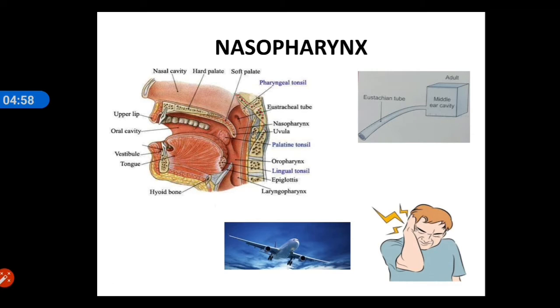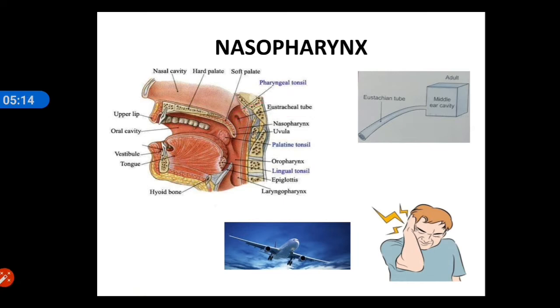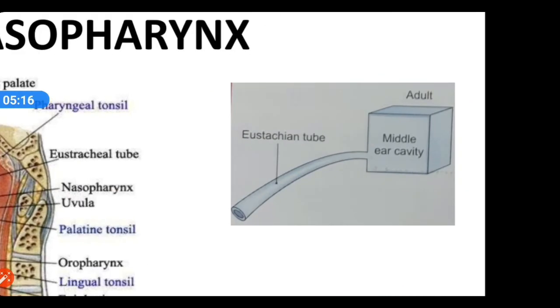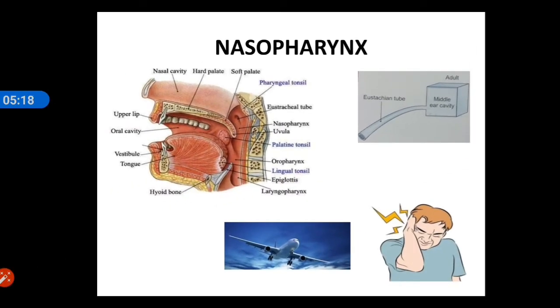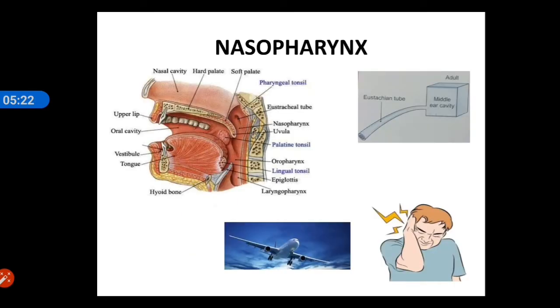Now, we will see the feature of the lateral wall of the pharynx. As you all can see, there is something opening here in the lateral wall of the pharynx. This is known as the pharyngeal opening of the eustachian tube. So you all can see here, this is the eustachian tube. So this is the eustachian tube, as you all can see.